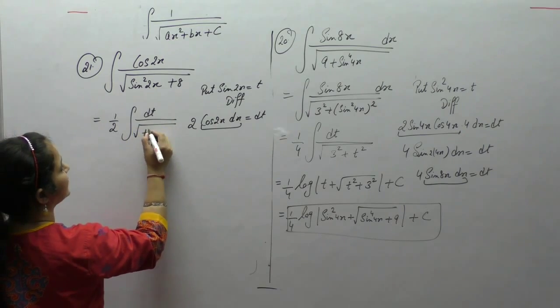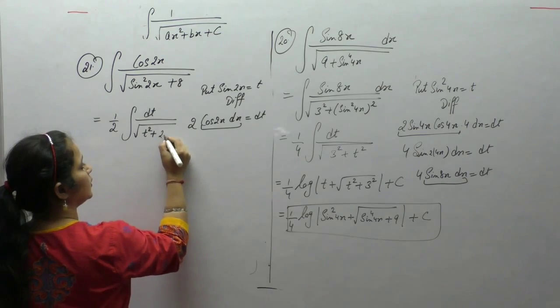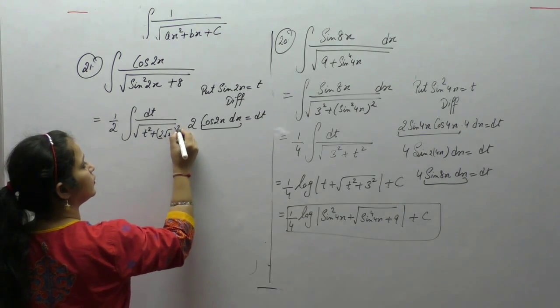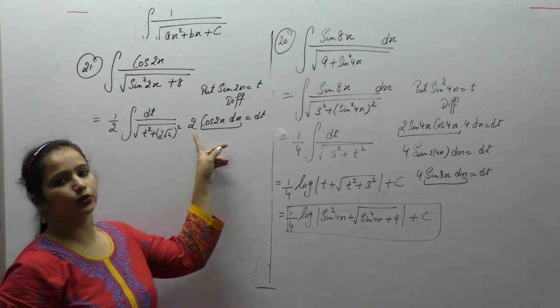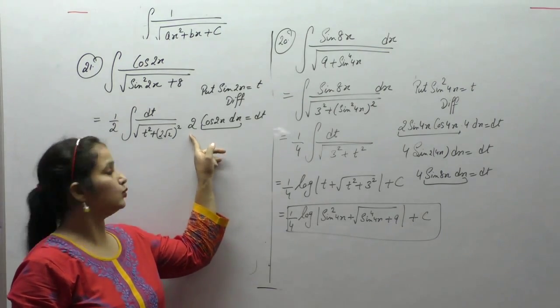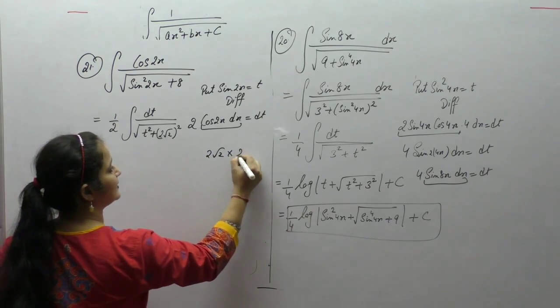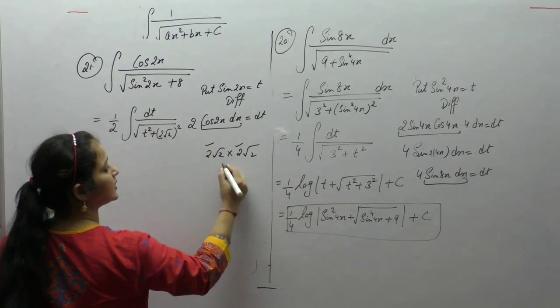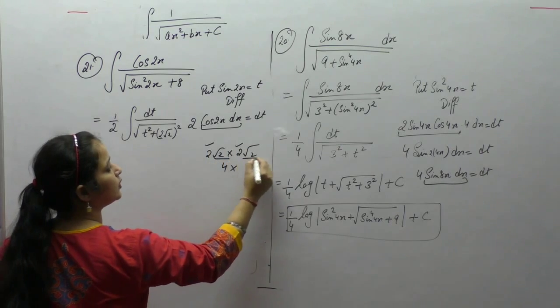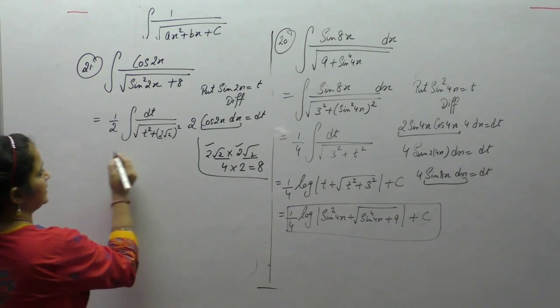Square root of t square plus 8, and we can write 8 as 2 into square root of 2 whole square. We can write this as 2 into 2 is 4, square root of 2 into square root of 2 is 2, and 4 into 2 is 8.